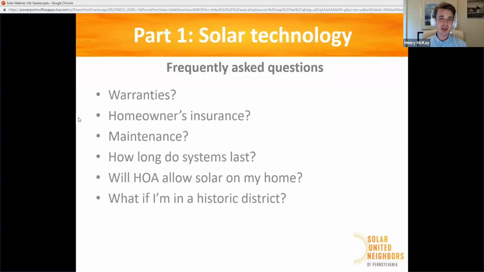There are some states that have what are called solar access laws that give you a right to go solar and limit the ability of HOAs to block their residents from going solar, but Pennsylvania is not one of those states yet. We're trying to change that. But an HOA may block you from going solar.